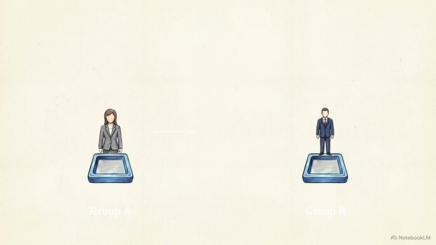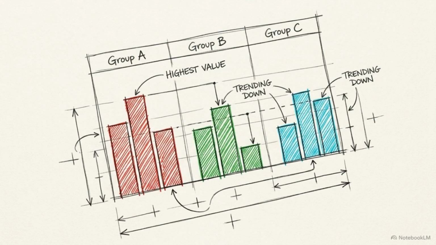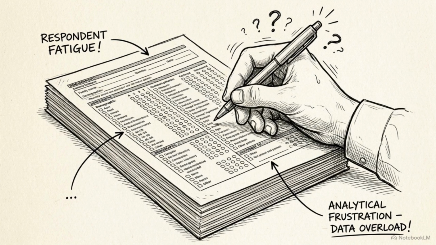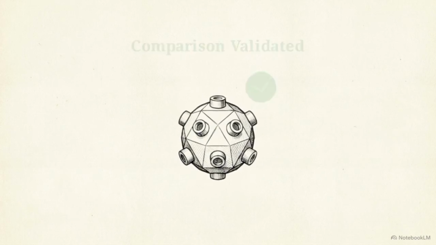There is one final advanced justification for retaining demographic variables: planned structural comparisons, known as multi-group analysis. You should only build distinct categorical variables if you mathematically intend to split the dataset for comparative modeling. This cross-tabulation table shows exactly how categorical data functions in analysis. The degree program variable is mapped directly against the quality of feedback outcomes to isolate differences between the groups. Failing to plan for this analysis results in collecting categorical data that sits unused, frustrating respondents for zero analytical gain. Multi-group analysis justifies demographic collection only when a direct group comparison is required by your hypothesis.